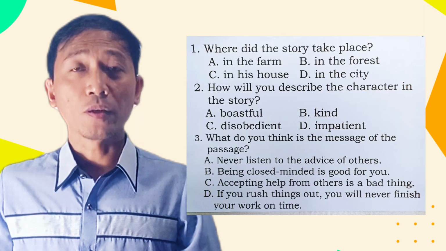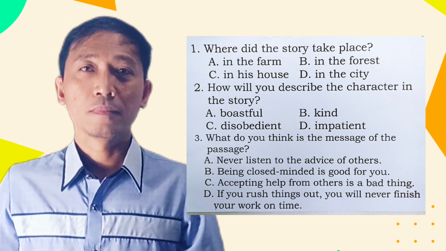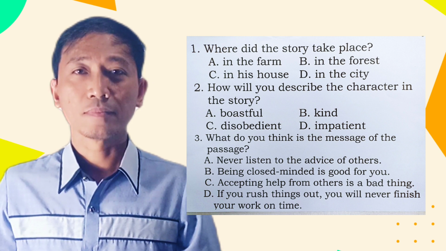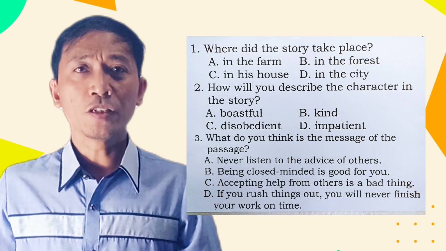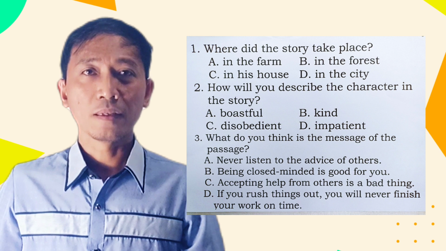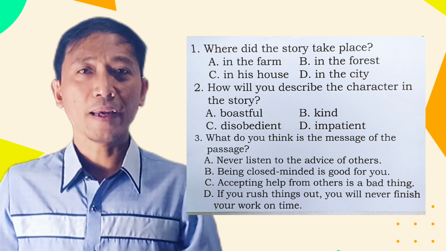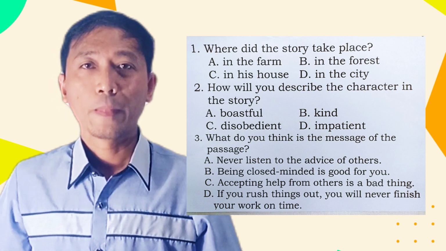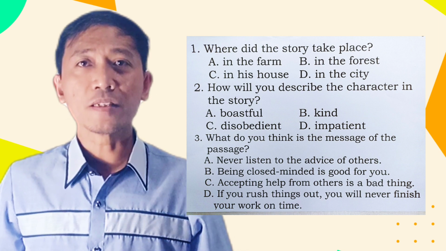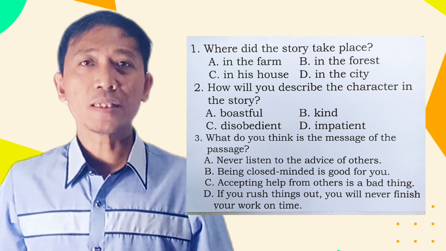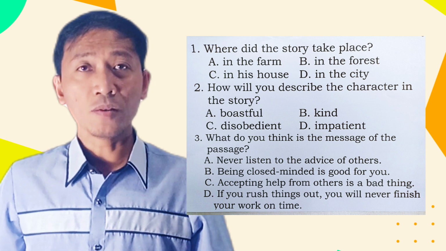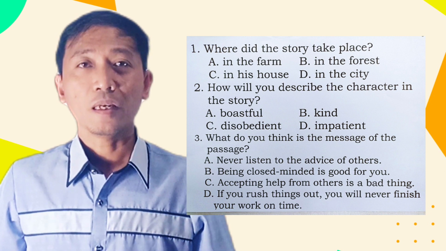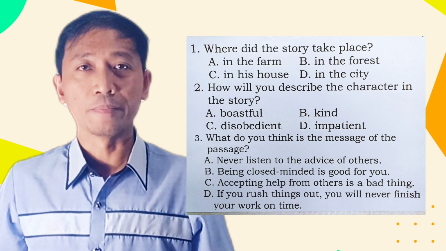Number 1. Where did the story take place? A. In the farm. B. In the forest. C. In his house. Or D. In the city. Number 2. How will you describe the character in the story? A. Boastful. B. Kind. C. Disobedient. D. Impatient. Number 3. What do you think is the message of the passage? A. Never listen to the advice of others. B. Being closed-minded is good for you. C. Accepting help from others is a bad thing. D. If you rush things out, you will never finish your work on time.